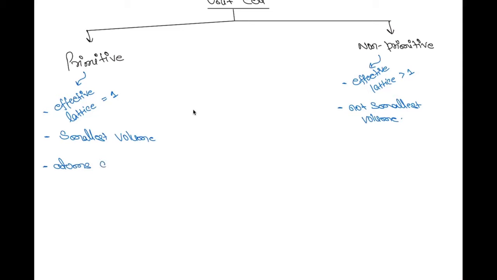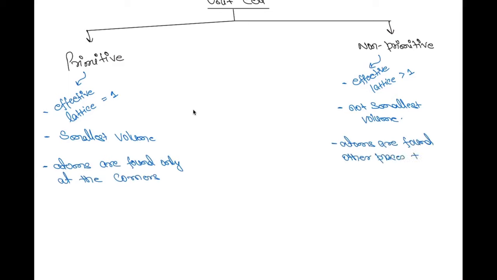So atoms are found only at the corners. Here, atoms are found at other places plus at corners, right? At corners it will be there, but at other places also it will be there, right? For example, simple cubic structure.